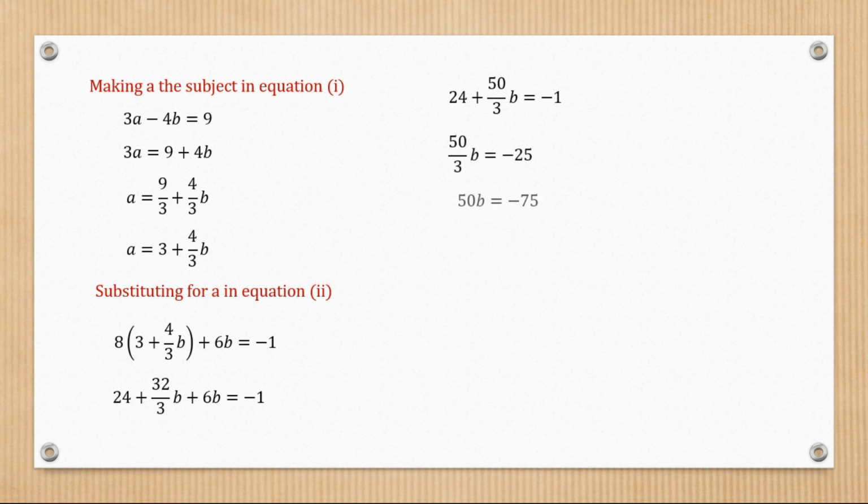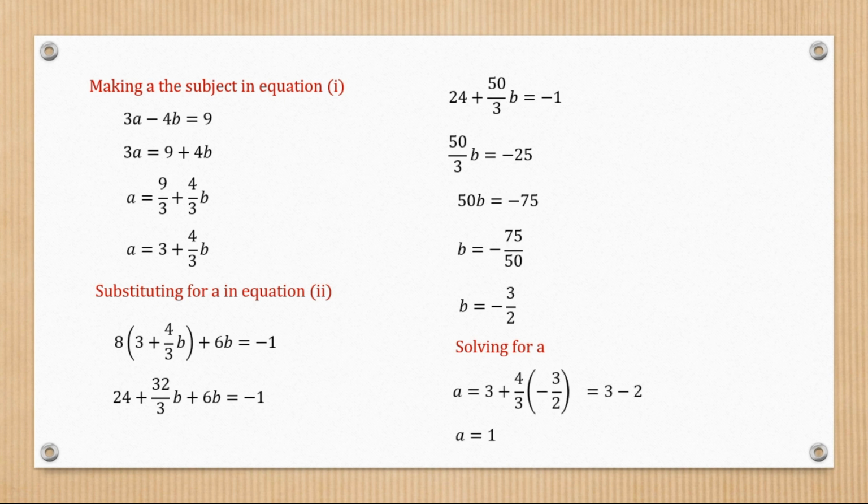Now when I make b the subject, b shall be equal to -75 over 50, of which b shall be equal to -3 over 2. So now that I know the value of b, I can solve for a. Now a shall be equal to 3 minus 2, of which a shall be equal to 1. So now I know the coordinates of the center. The coordinates of the center: a shall be 1 and b shall be equal to -3 over 2.